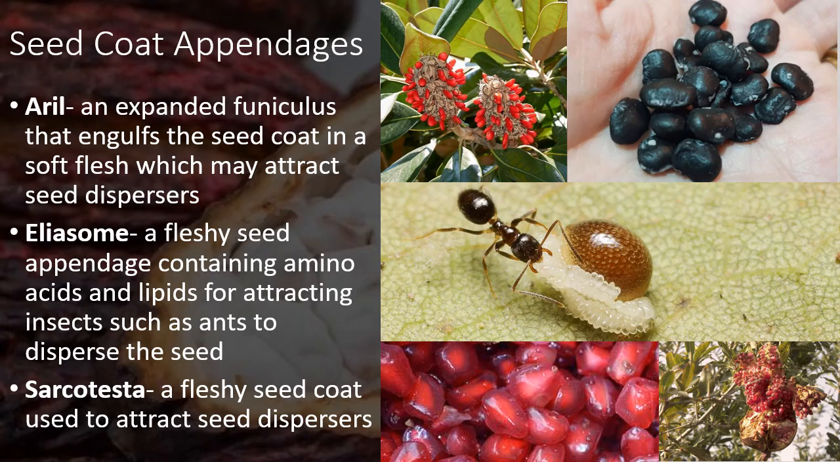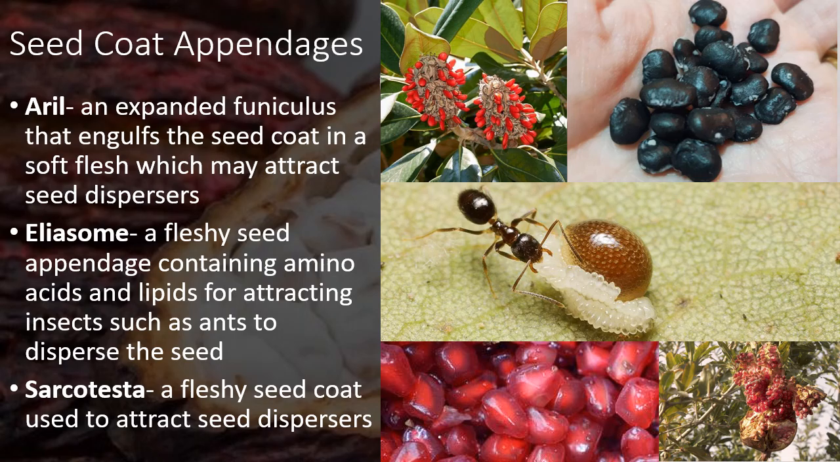Seed coats often have additional appendages. One of them that you see with some frequency are arils. Arils are an expanded funiculus which engulfs the seed coat in a soft flesh, and that's often used to attract seed dispersers. The example I provided in these top two images are magnolias.